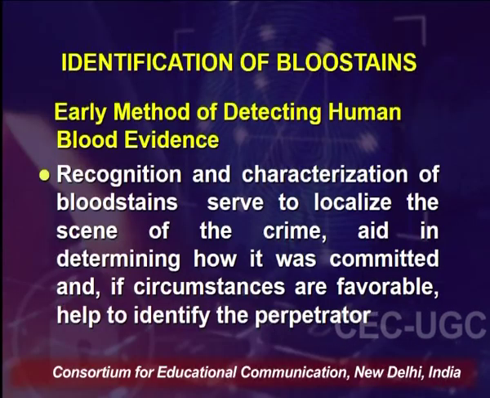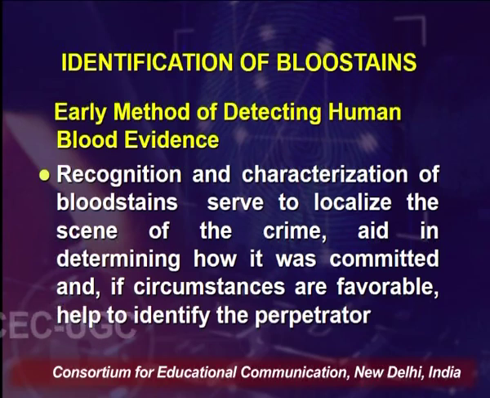So, for identification of blood stains, the early method of detecting human blood stains goes to recognition and characterization of blood stains. They serve to localize the scene of the crime, aid in determining how it was committed, and if circumstances are favorable, help to identify the perpetrator. So, when an investigator is visiting a crime scene, he will look for those particular places where the blood evidence is being found.